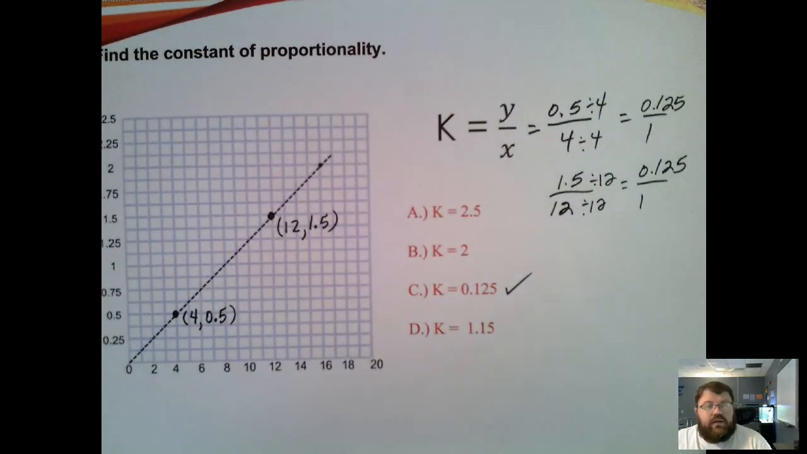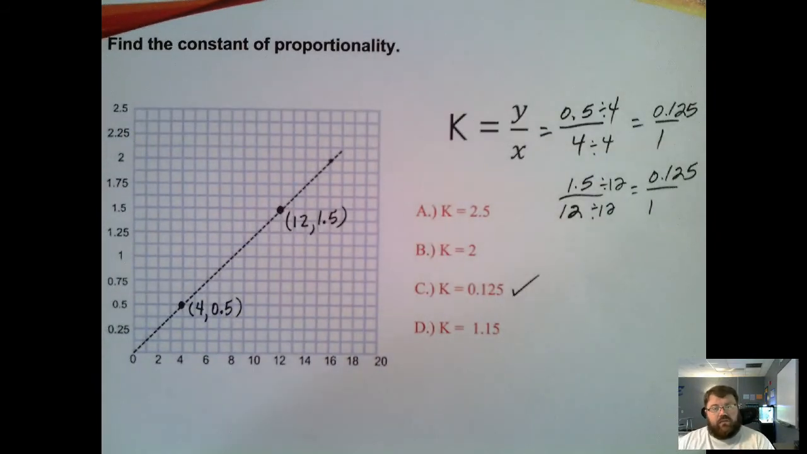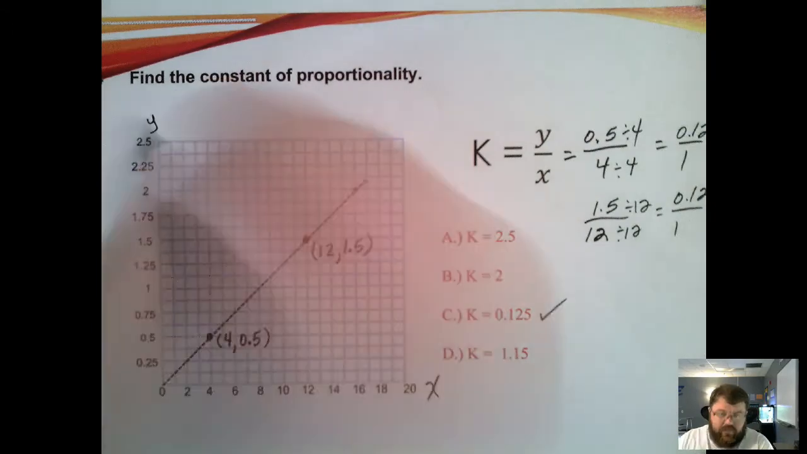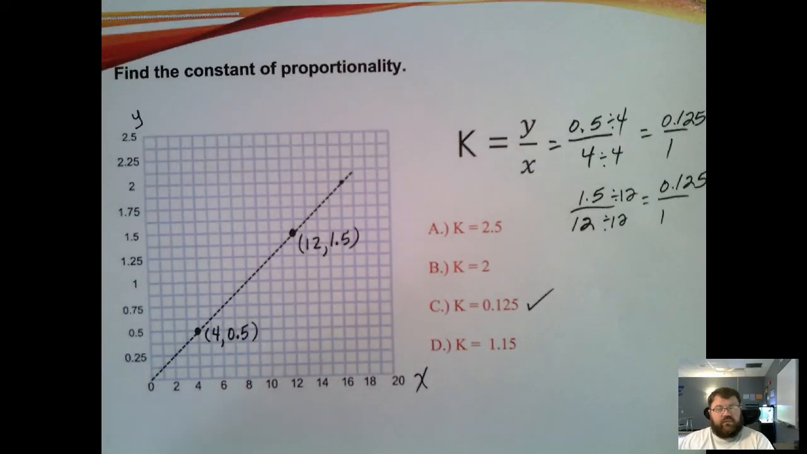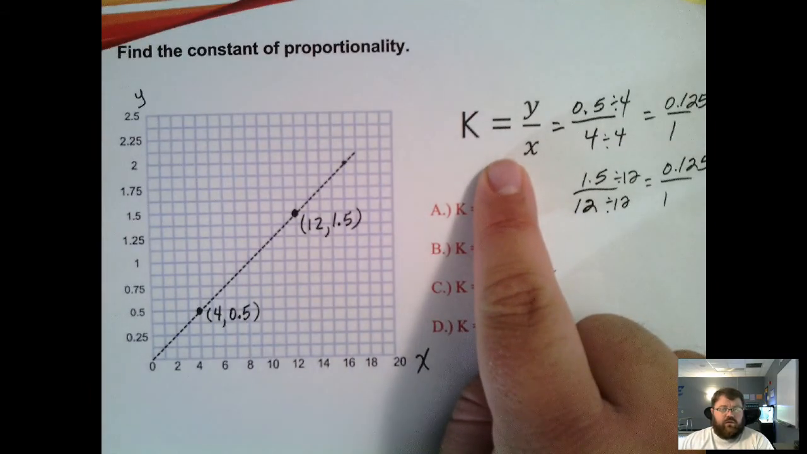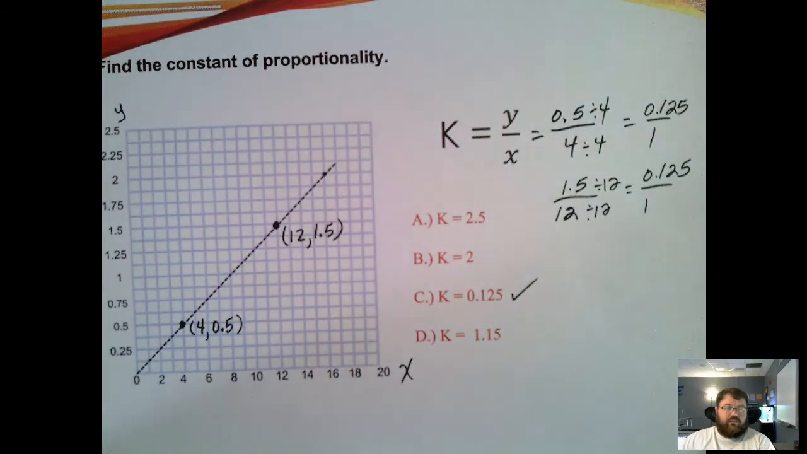So this is calculating the constant of proportionality in graphs. Guys, a couple of things that you need to remember from 6th grade. First, which is the x and which is the y-axis. Second, how to write an ordered pair, what the x and y values of that ordered pair are. And then using your constant of proportionality equation or formula to calculate your constant of proportionality.